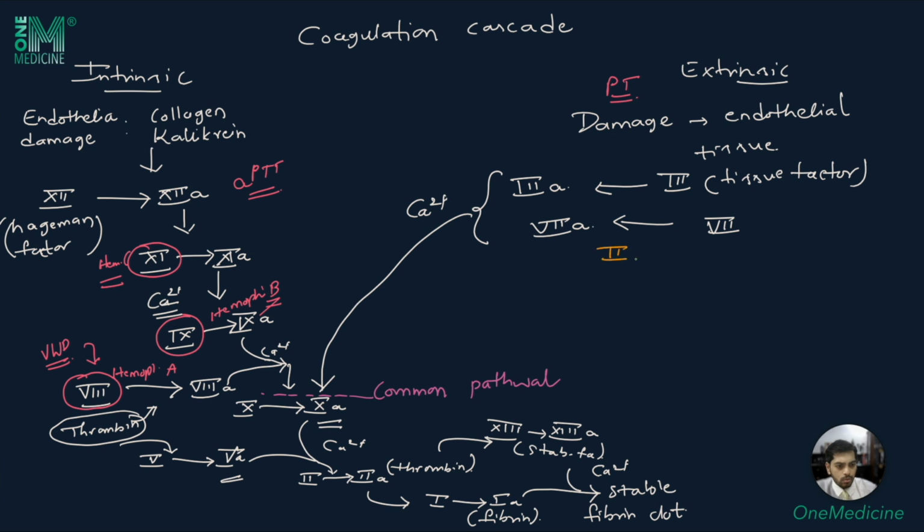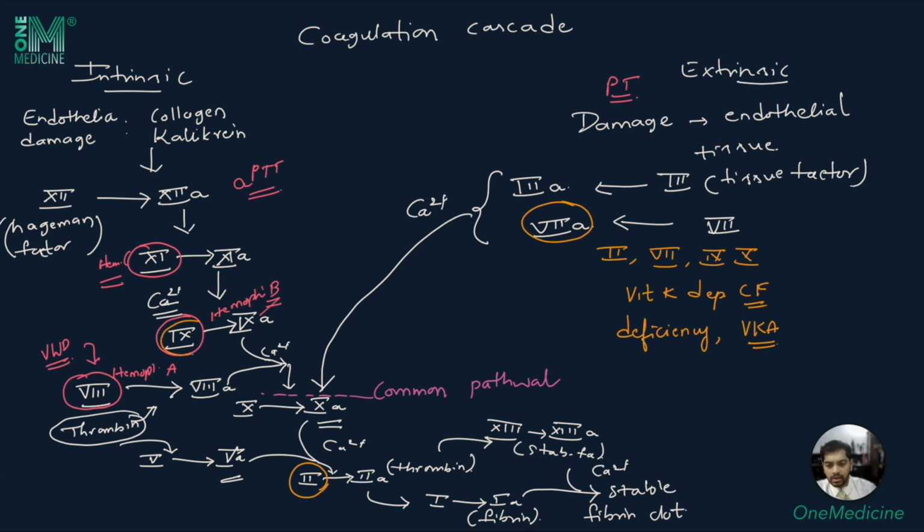We know that factor 2, factor 7, factor 9 and factor 10 are vitamin K dependent clotting factors. In case of a vitamin K deficiency, or when the patient is taking vitamin K antagonists such as warfarin, factor 2 is affected, factor 7 is affected, factor 9 is affected, as well as factor 10 is affected. As we can see, both intrinsic and extrinsic pathways are affected, and hence the patient will have a prolongation of both APTT as well as prothrombin time.